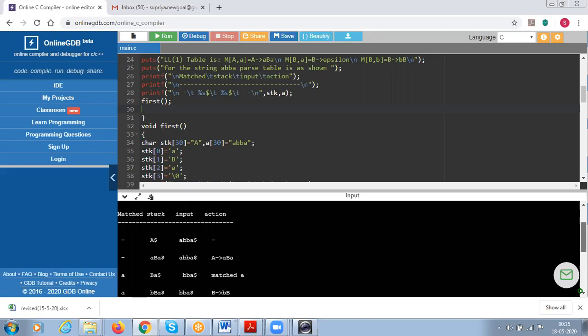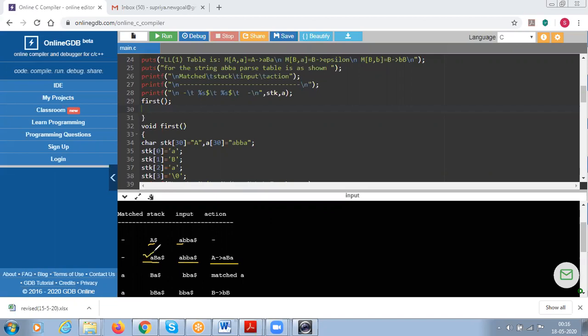Now for the action, I take the first symbol on the stack and the first symbol on the input string. So M of A comma A is A derives ABA. Wherever there is capital A, you replace it with ABA followed by dollar, followed by ABBA, which remains as it is in the input.